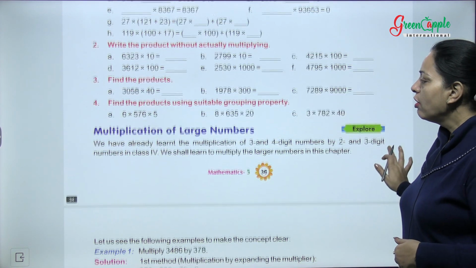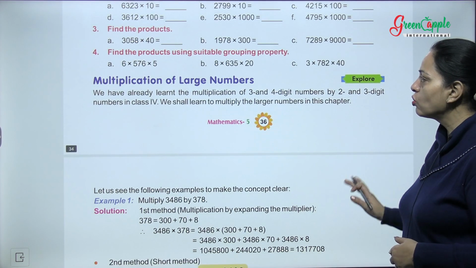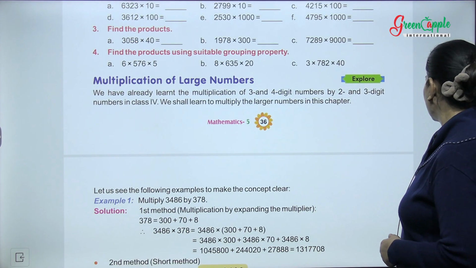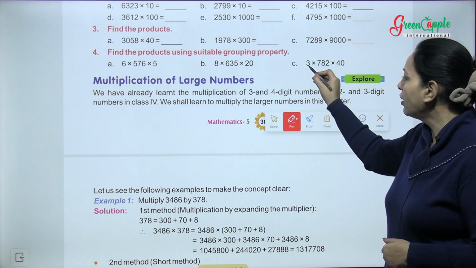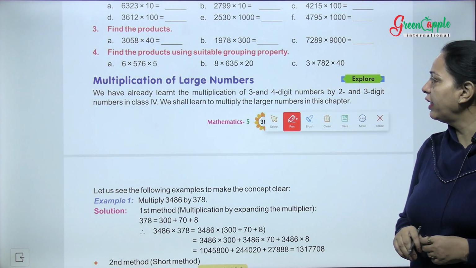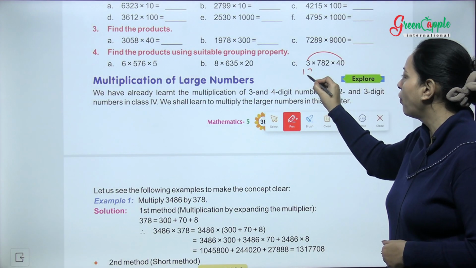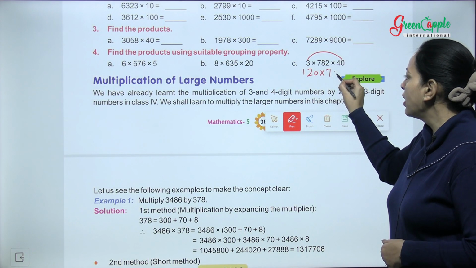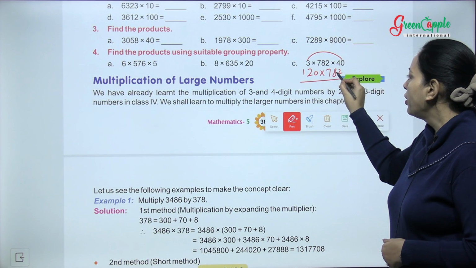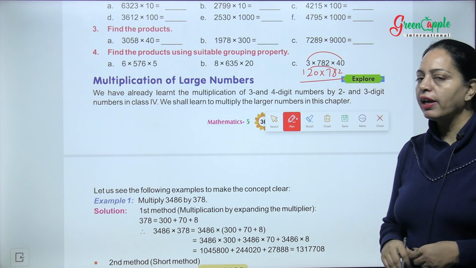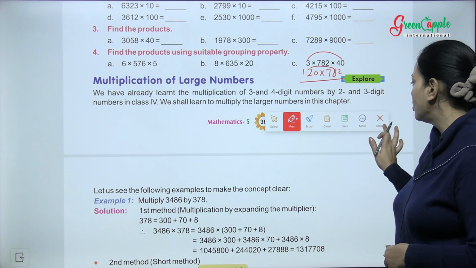The fourth one, find the products using suitable grouping property. So how to do this? C part: 3 multiply 782 into 40. So take 3 into 40, this is 120 into 782. Now what to do? इन दोनों को multiply कर देंगे and last में 0.